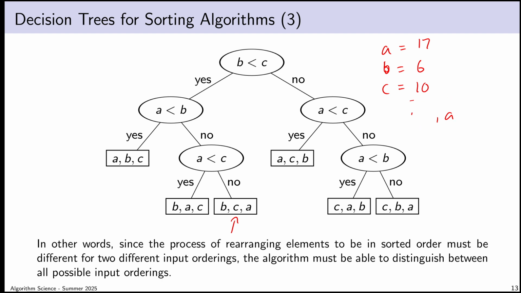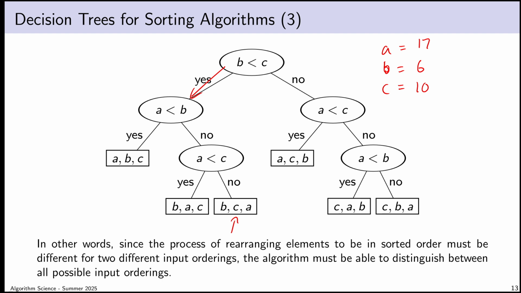But let's try it out on this particular sorting algorithm. This decision tree is just the decision tree of one possible sorting algorithm. I think it's actually merge sort, and the slides will confirm that in a minute. Okay, so I first ask the question, is B less than C? B is 6 and C is 10, so the answer is yes. So I go to the left.